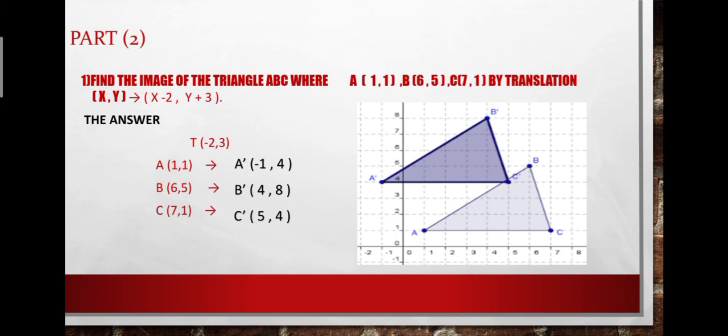A dash, I will stand at negative 1, then I will move up till 4, this is A dash. B dash, I will stand at 4, then I will move till 8. C dash, I will stand at 5, and I will move 4 units. After that, I will join between them. Did you notice something? The triangle A dash, B dash, C dash is the image of the triangle ABC by moving up and to the left.